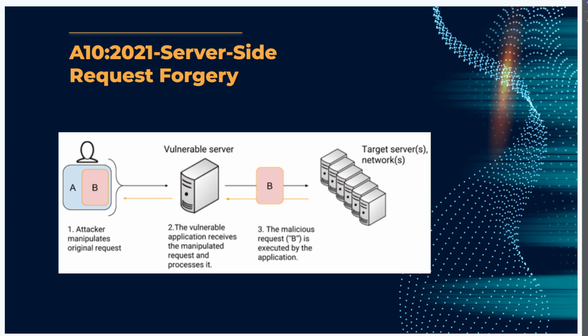So here is a diagram of an example SSRF attack. As we can see here, number one, the attacker manipulates the original request. The original request is A, the attacker is putting in B. So the vulnerable application receives the manipulated request and processes it, which is B, as you can see here. The malicious request B is executed by the app towards the target server and network. It bounces back and goes back to the attacker.